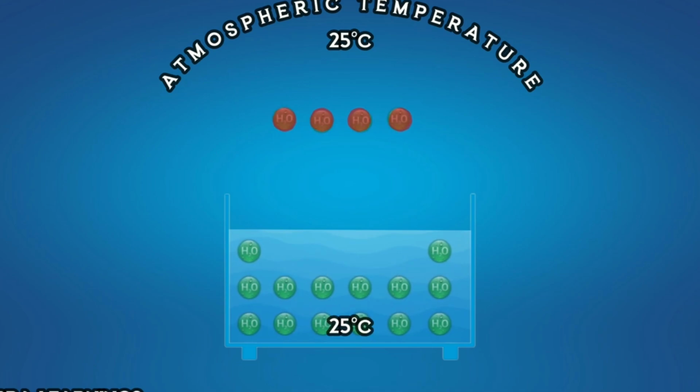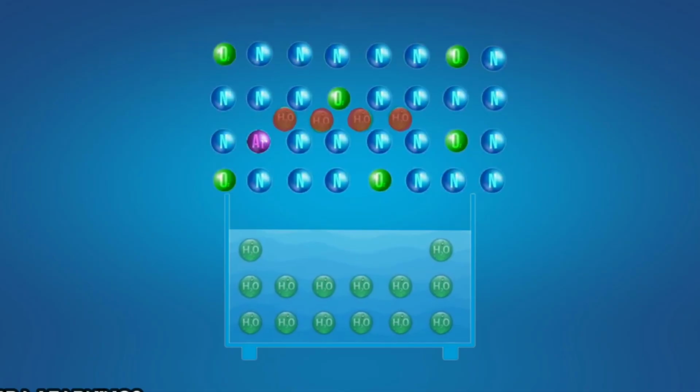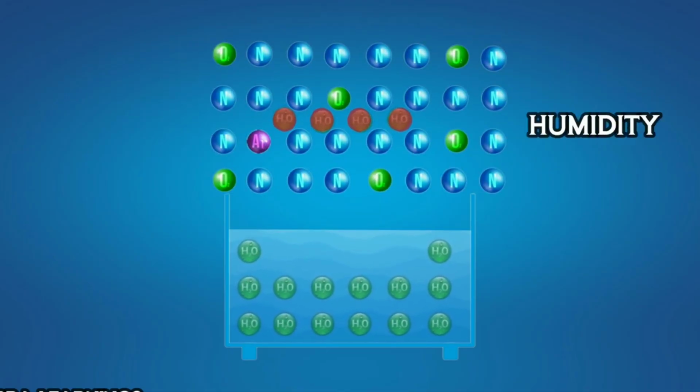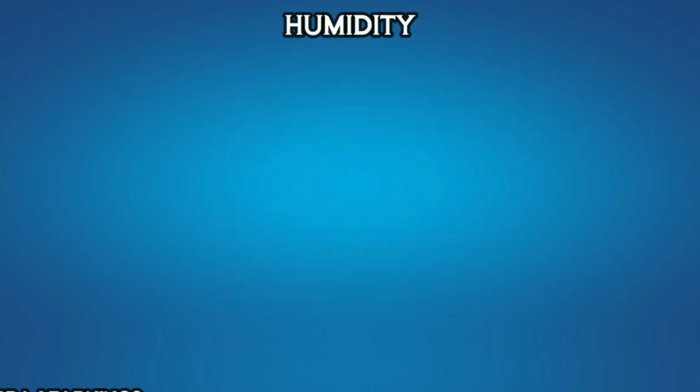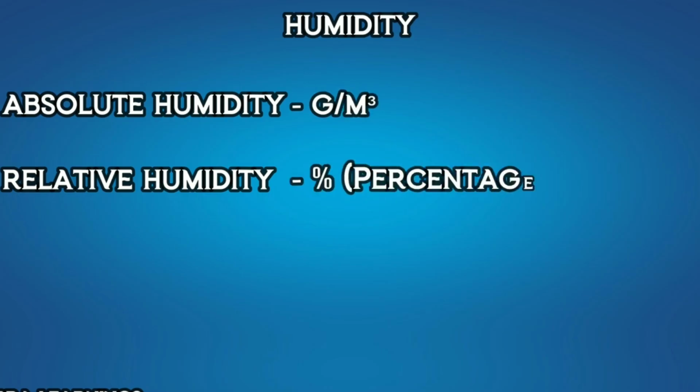The water vapor that evaporates during the evaporation process mixes with the atmospheric air. This mixed water vapor is what we call humidity. There are two types of humidity: absolute humidity and relative humidity. Absolute humidity is measured in grams per cubic meter. Relative humidity is measured as a percentage. However, what we commonly use is relative humidity.